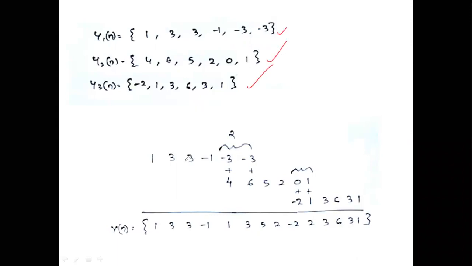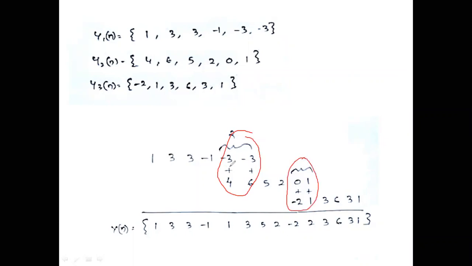Then the last M minus 1 values of the first sub answer and the first M minus 1 values of the next sub answer are overlapped systematically, and then they are added. So this particular method is called the overlap add method, used for linear filtering of long duration sequences. Here is the method.